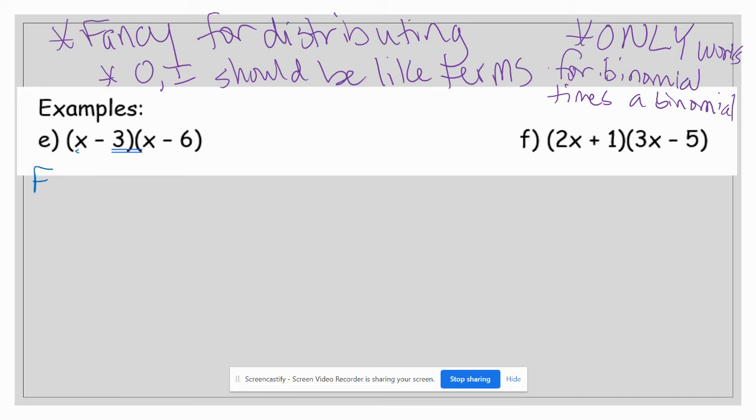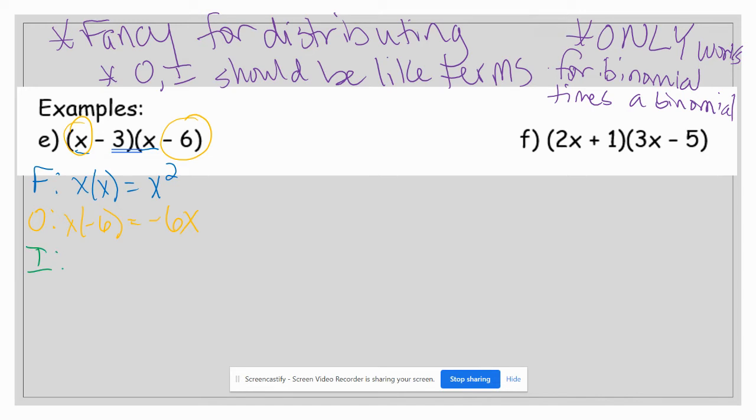So first, we have x times x. Those are the first terms in our two sets of factors. We have x times x, which is x squared. Outside, the outside terms are x and -6. They're the furthest apart. So x times -6 is -6x.